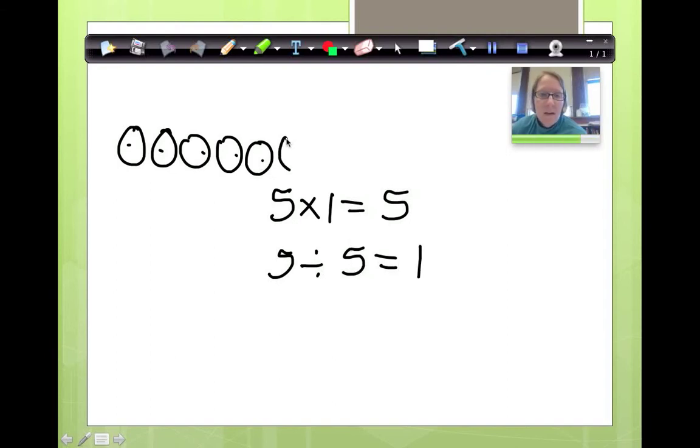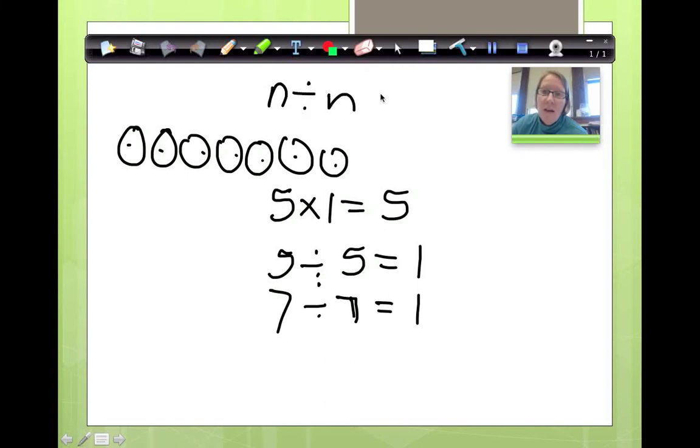If I have 7 groups and I have 1 in each group, then how many? No. If I have 7 dots, I divide them into 7 groups. How many do I have? I have 1 in each group. Okay? So this means that any number divided by itself would still equal only 1. Okay, that means there's only 1 in each group.